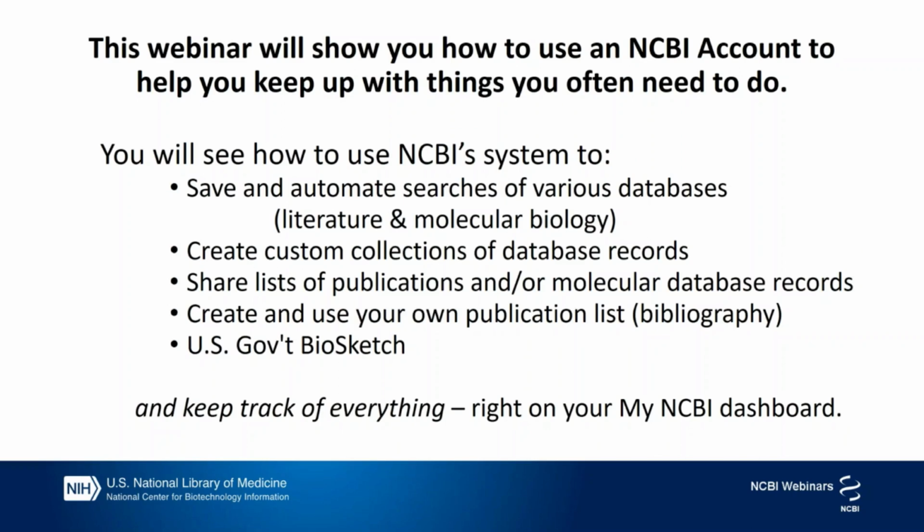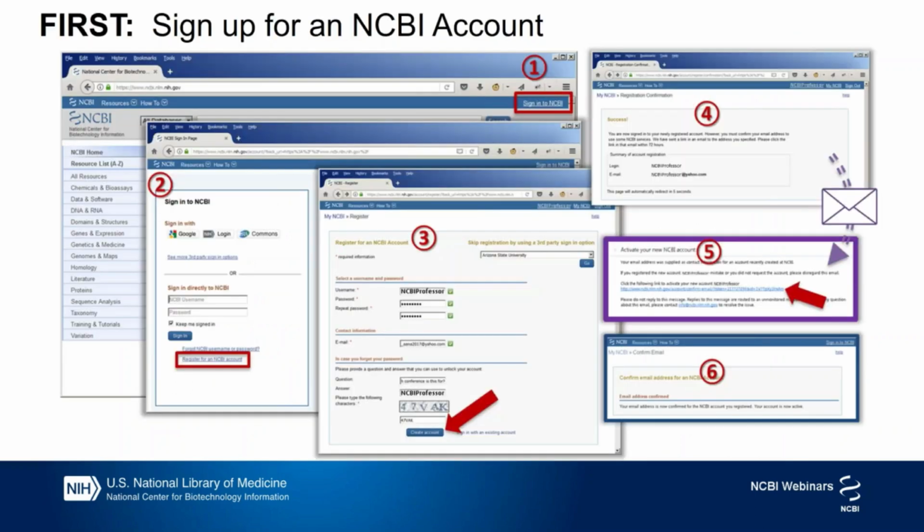maintain custom collections of important records for use in coursework and research projects, create lists of publications or database records to send to your courses, journal clubs, and even research teams, and maintain your bibliography, create a URL to share, and often you need to post your listing of publications on your faculty profile page. We'll show you how to get a URL to put on your faculty profile or web page. And finally, you can reuse some of this information to very quickly create a federal government BioSketch that you can use in your granting, all with a click of a mouse. And you can keep track of everything right on your My NCBI dashboard.